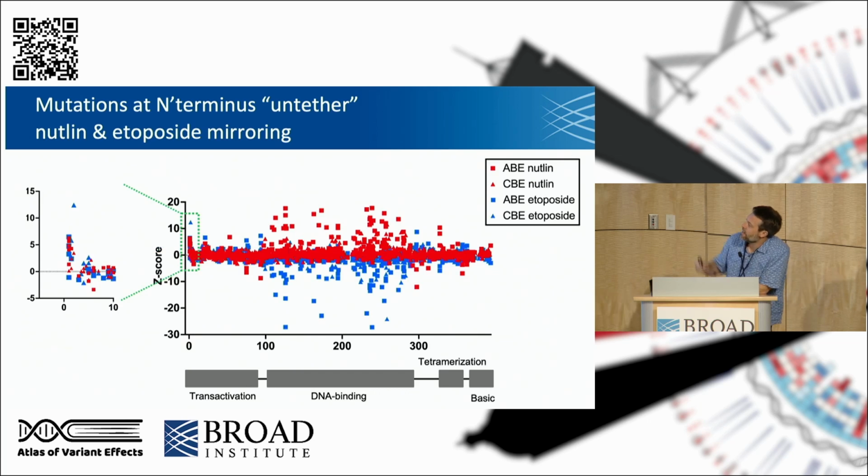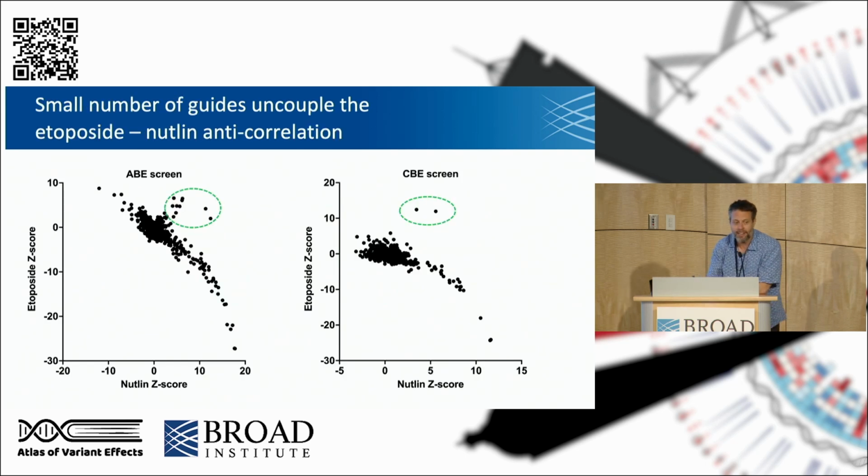Now, if you were squinting very closely, you may have noticed that red tended to go up and blue tended to go down. There were a couple examples where that wasn't true, including right at the end terminus of the protein. So this is the exact same data, but now plotted in a different way, where we're comparing the screen result with Nutlin on the x-axis and etoposide on the y-axis, and you see that anti-correlation or the mirroring, but you also see a small number of dots that now move completely off the diagonal. We were interested in what those were doing.